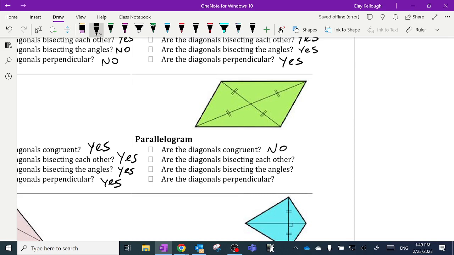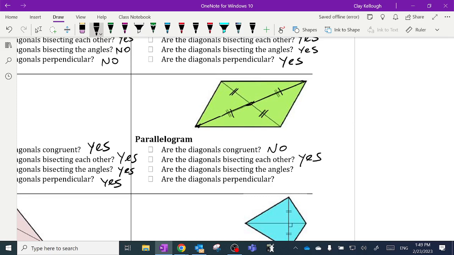Are the diagonals bisecting each other? And the answer to that is yes, because again, this line here is the same as that line there. Having said that, again, put a third tick on that, because this distance here is the same as this distance here, but it doesn't mean it's the same as the one going in the other direction. But they are definitely cutting each other in half.